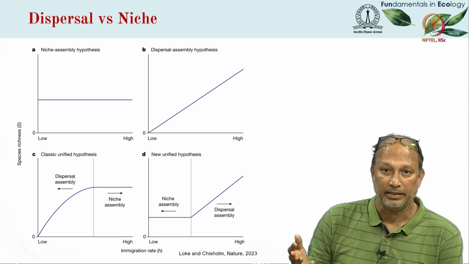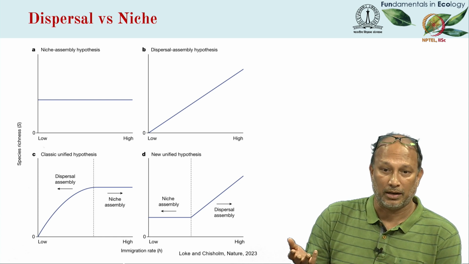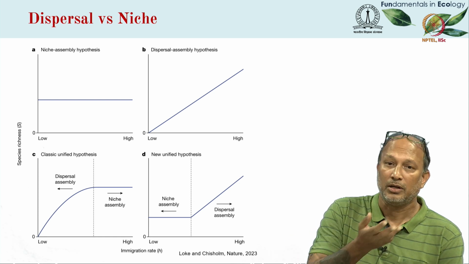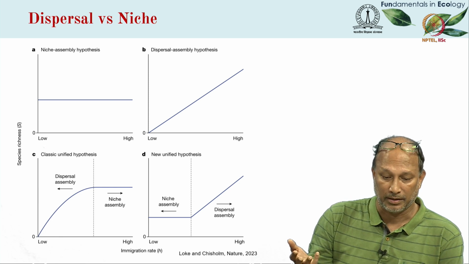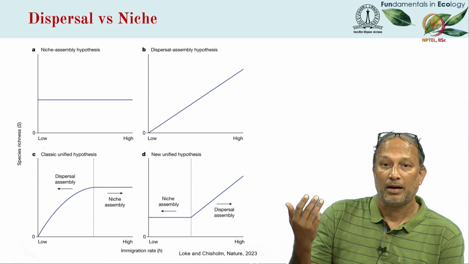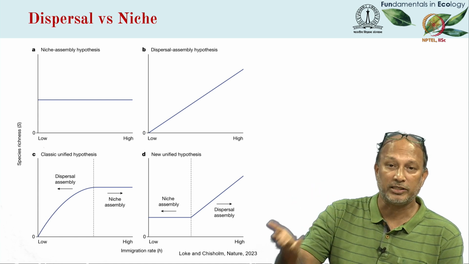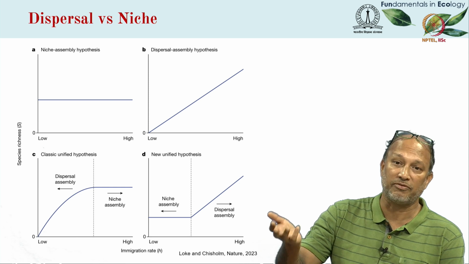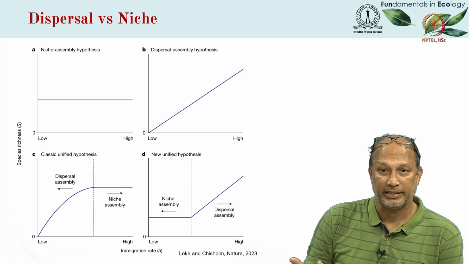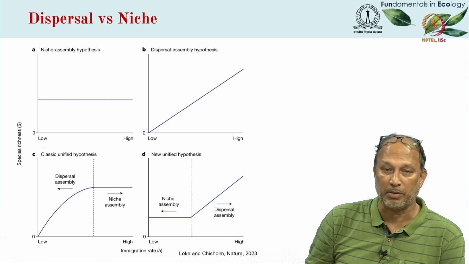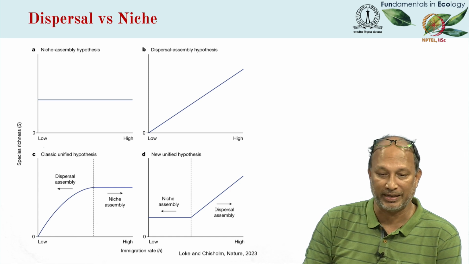They, however, propose that many habitats are already saturated, and in fact, communities start out with niche assembly, where immigration rate does not affect species richness at all, but dispersal assembly then actually oversaturates communities, and communities have more species than niches. So they propose that niche and dispersal can work together, but somewhat differently from how the classic unified hypothesis frames it.